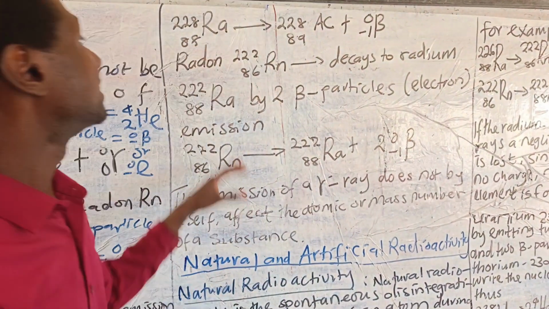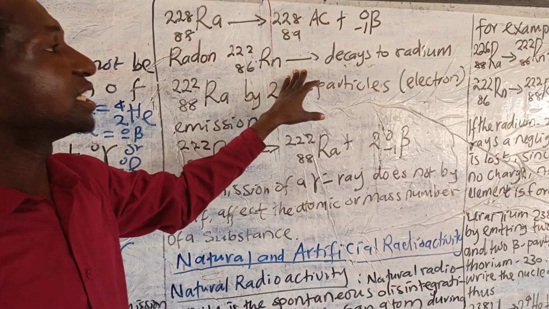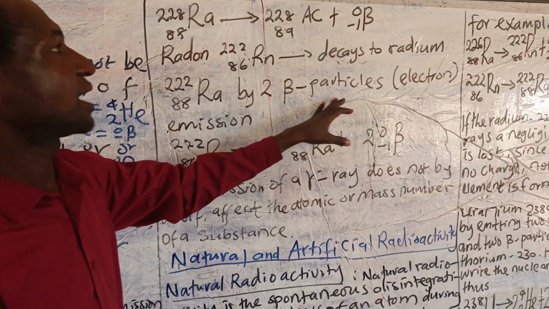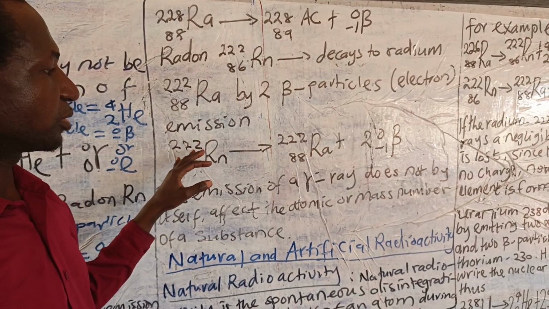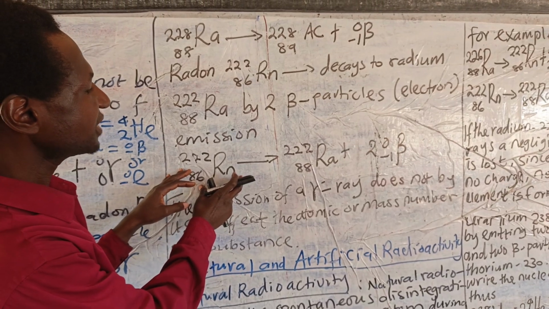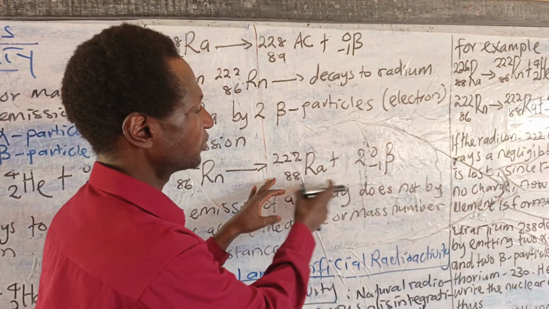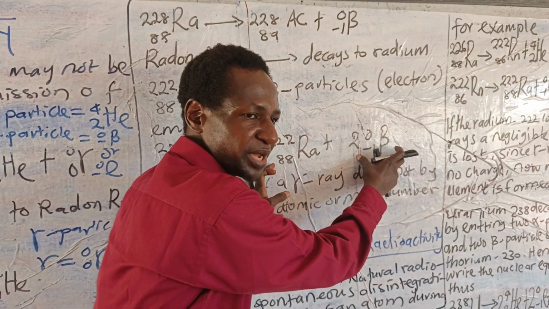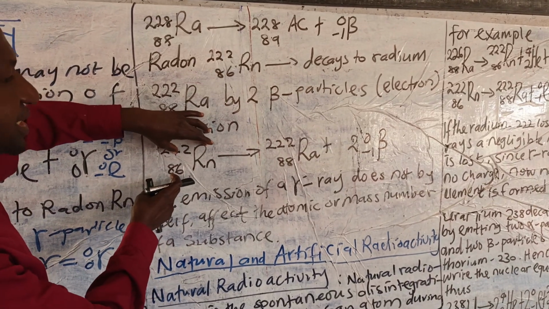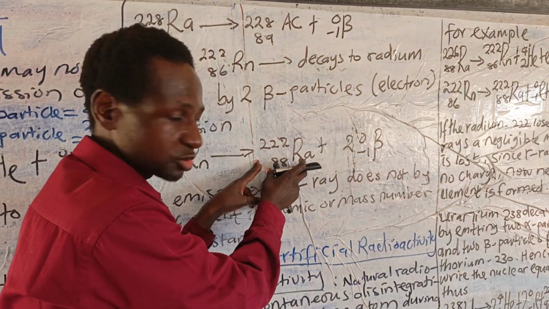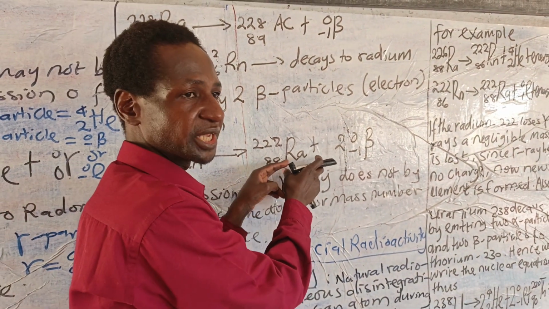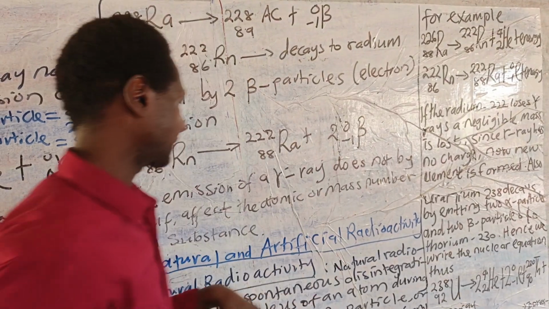Then radon decays to radium by 2 beta particle emission. This is radon. It becomes radium plus 2 beta particles. Radon is 86, but radium is 88 in atomic number. So when radon disintegrates, it becomes radium plus 2 beta particles.